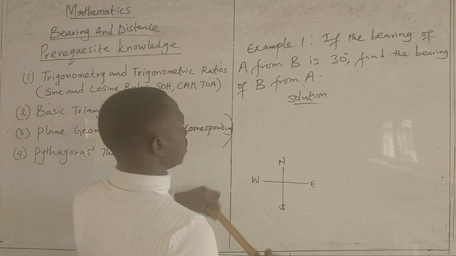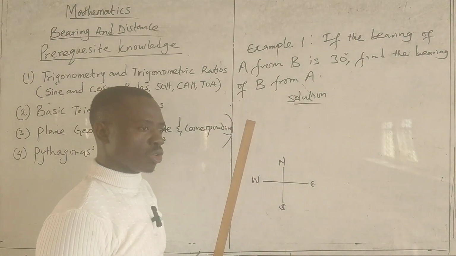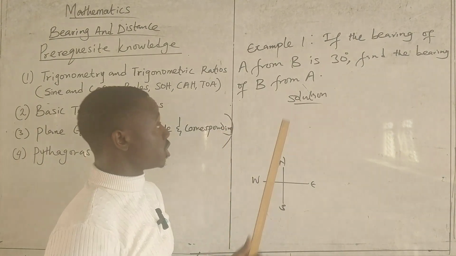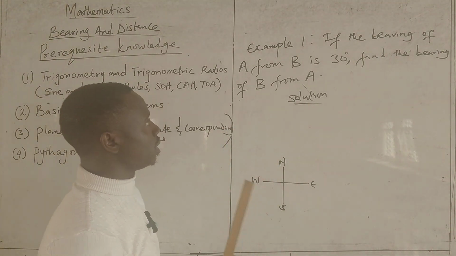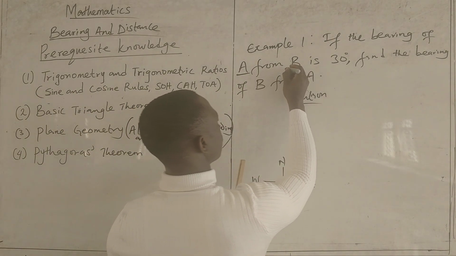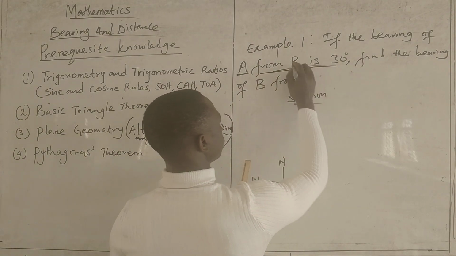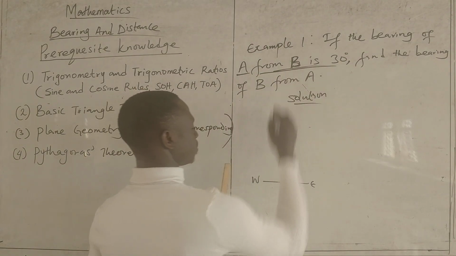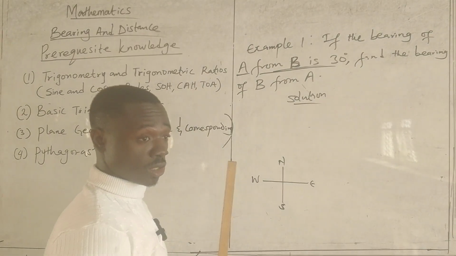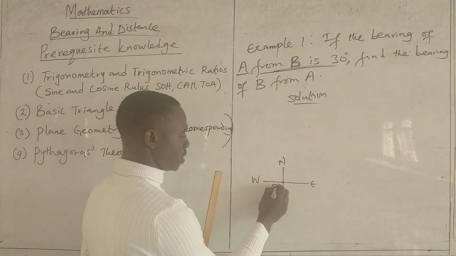Alright? Now they say if the bearing of A from B is 30 degrees. So I want to ask a question. Who is coming from where? A is coming from where? From B. So you go and start from this letter. That's where you're starting from. You're not starting from A. Where are you starting from? B. So it means B is here.